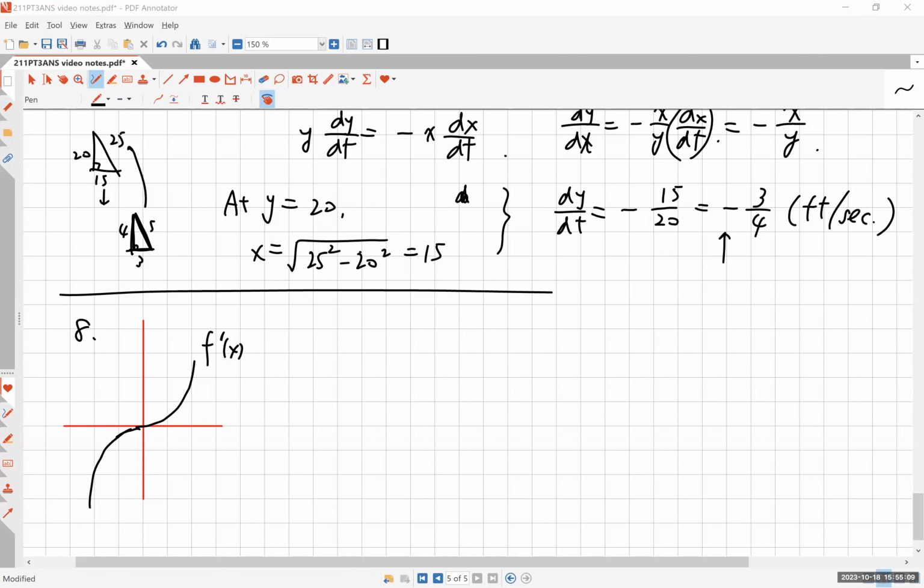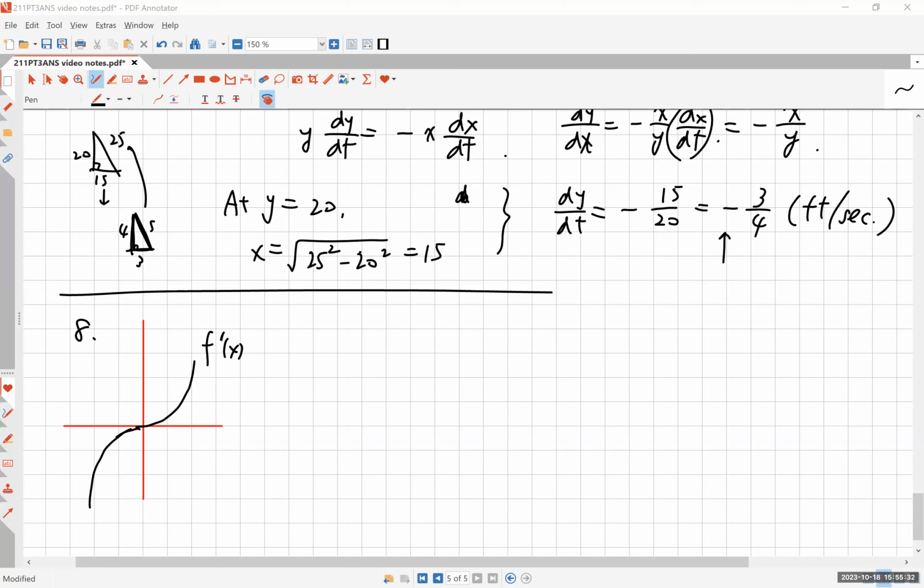All right, number 8, the graph of f prime is given here. This is the derivative of f, not the graph of f itself. The question says, where, if any, does the function have a local maximum and or minimum, an inflection point, where is the function increasing or decreasing, where is the function concave up and down?